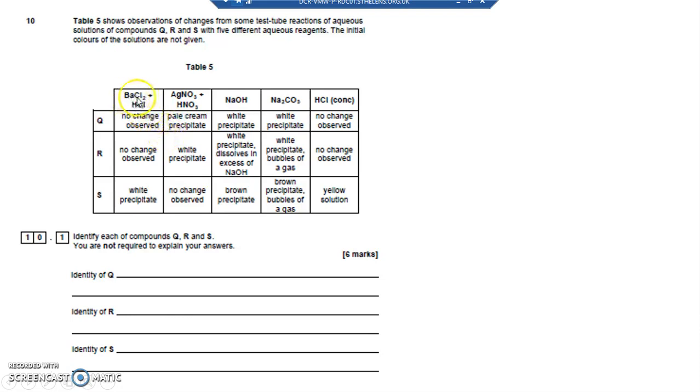Barium chloride. Barium chloride is used to test for sulfates because it makes barium sulfate, used in barium meals. So this is some kind of sulfate here. These two are not sulfates.